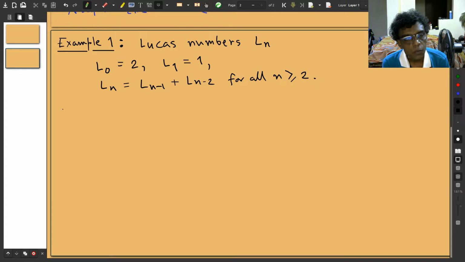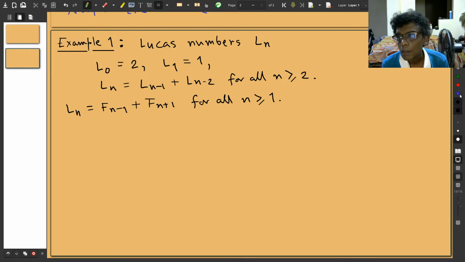So what I will now prove by our new form of induction is that Ln equals Fn minus 1 plus Fn plus 1. Of course, this does not make sense for n equal to 0, because F minus 1 is not defined. So I prove it for all n greater than or equal to 1. Okay, so proof. In this case I will have k equal to 2.